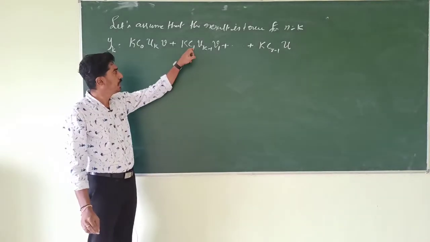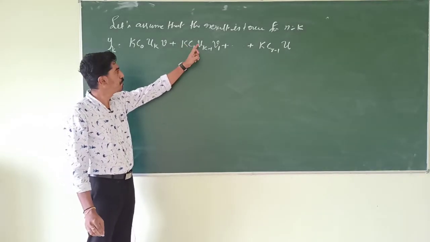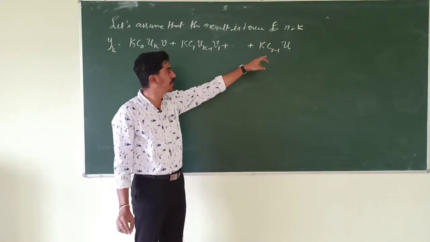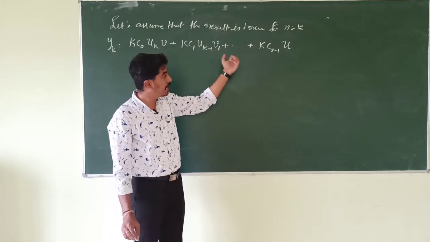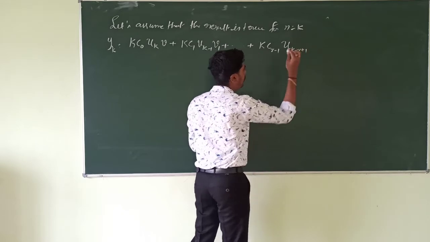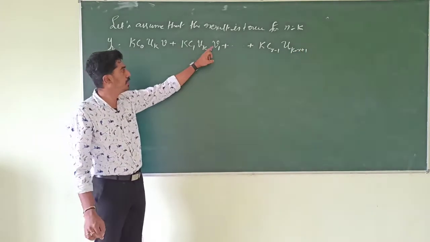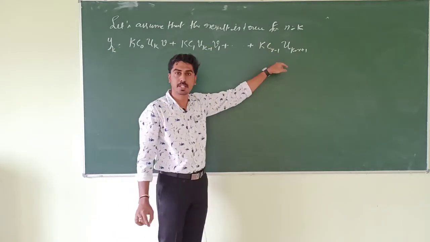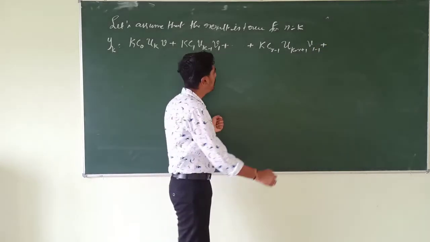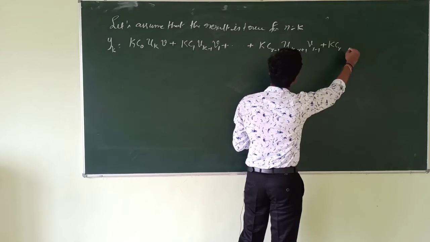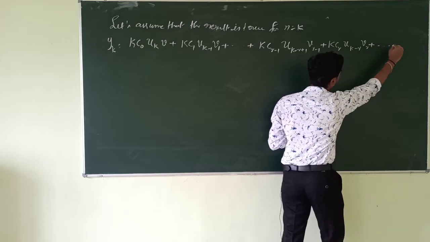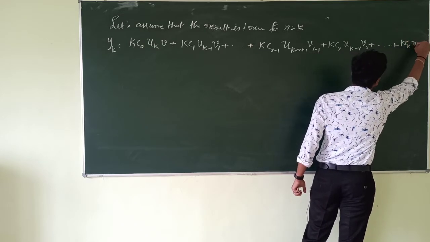Here if you observe, here we have kC1, we have uk minus 1. So for kC(r minus 1), we should get u(k minus r plus 1). And for kC1, here we have v1. For kC(r minus 1), we should get v(r minus 1). And the next term will be kCr u(k minus r) vr, plus and so on, and the last term will be kCk u vk.